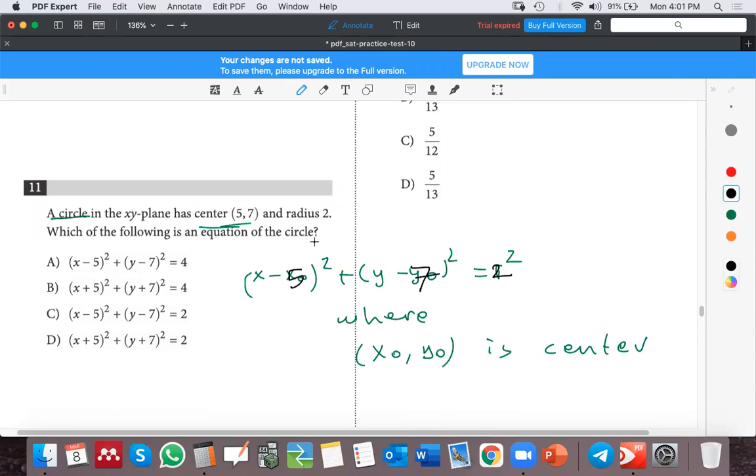Which of the following equations? Look at where we have (x minus 5) and (y minus 7). Yes, that's it. This is the answer. Since this is x plus 5, and this is x minus 5, eliminate. (x minus 5), (y minus 2), but this is 2 squared, not 2. Eliminate. X plus 5, it must be x minus 5. Eliminate. So the answer is the first one. That's it. Okay?